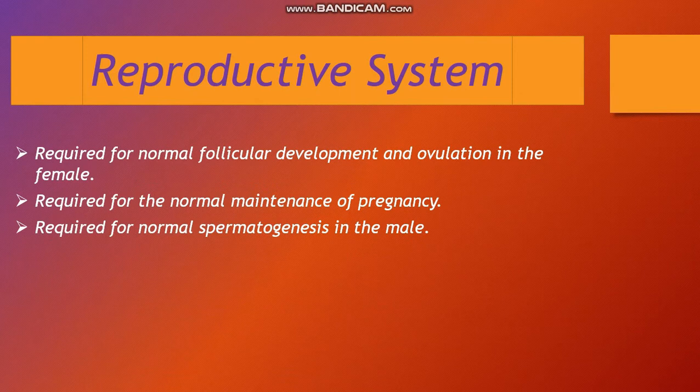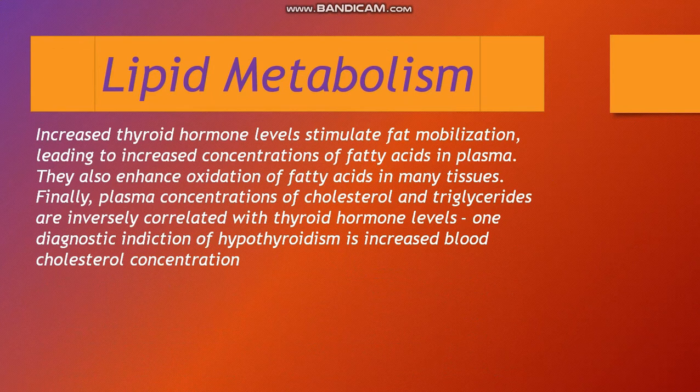Lipid metabolism. Increased thyroid hormone levels stimulate fat mobilization, leading to increased concentrations of fatty acids in plasma. They also enhance oxidation of the fatty acids in many tissues. Finally, plasma concentrations of cholesterol and triglycerides are inversely correlated with thyroid hormone level. One diagnostic indication of hypothyroidism is increased blood cholesterol concentration.